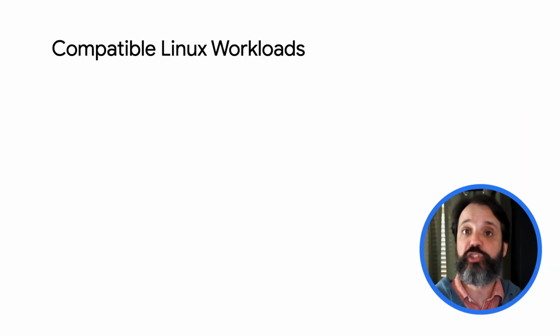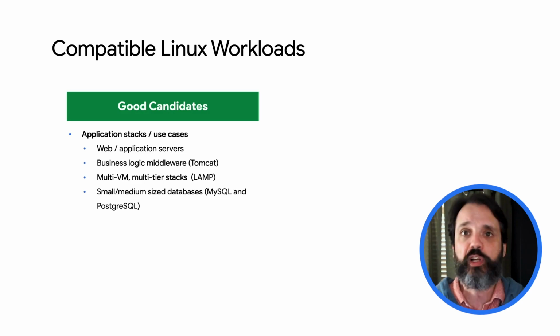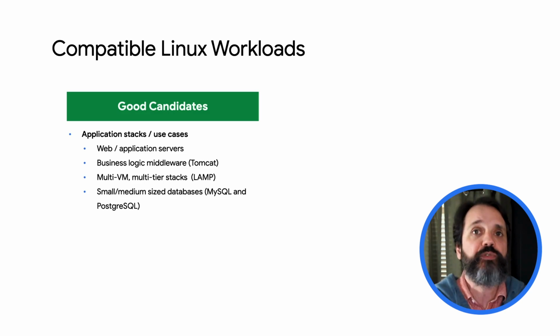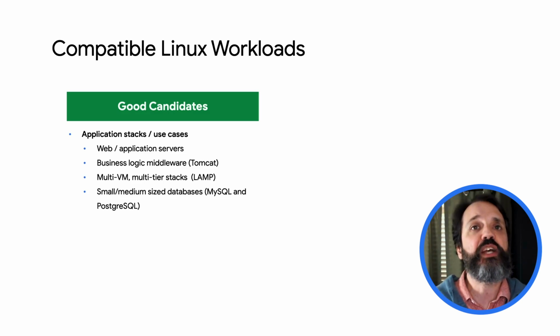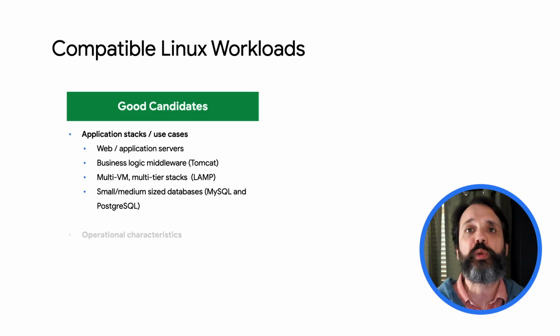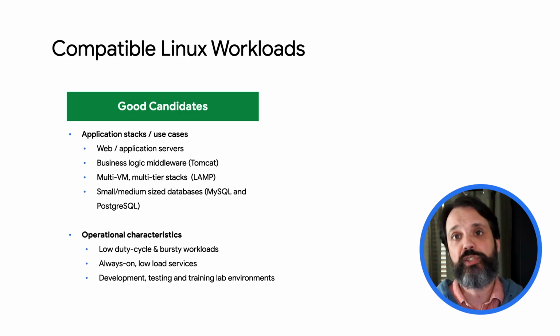There are some applications that are well suited for migration and some that are not. Linux applications that are a good fit for migration using Migrate for Anthos include the following application architectures: web and application servers, business logic middleware, for example, Tomcat, multi-VM, multi-tier stacks, for example, LAMP, small and medium-sized databases like MySQL and Postgres. In addition, applications best suited for migration with Migrate for Anthos have the following operational characteristics. They have a low duty cycle and bursty workloads. They're always on with low load services, or deployment, testing, and training lab environments.